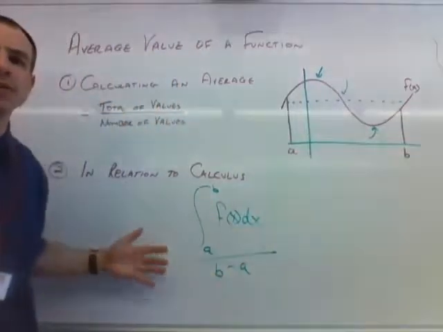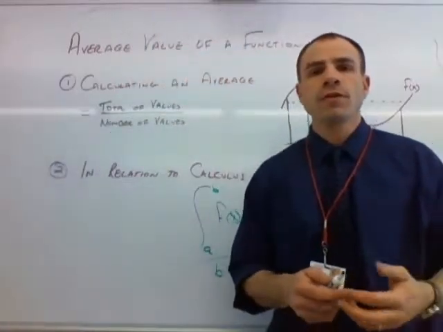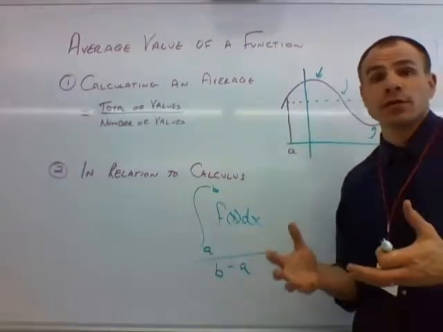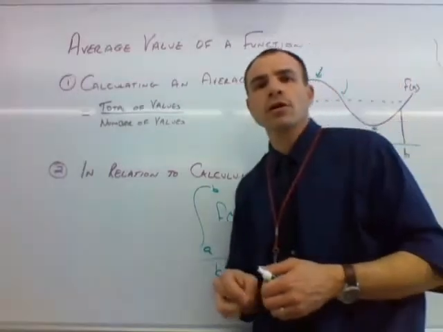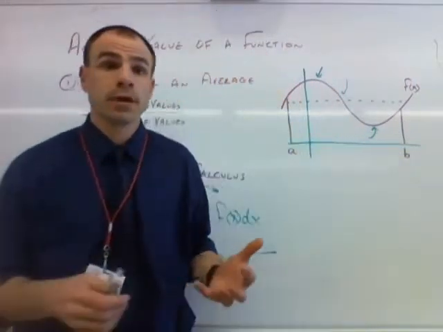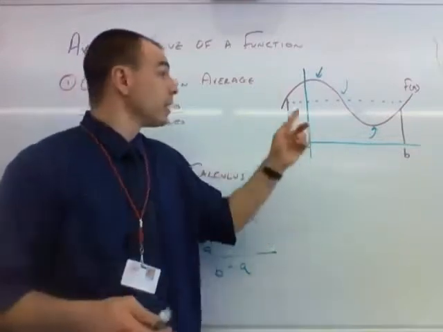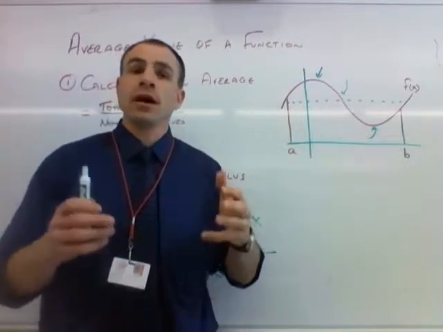And this formula gives us the average value of the function over the interval from a to b. Because remember, a definite integral is just a number. It's the area of the region under the purple curve right there. So we divide that number by another number, then we get a third number, and that third number is the average value of our function on that interval.